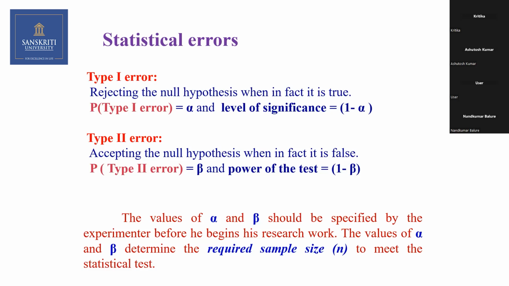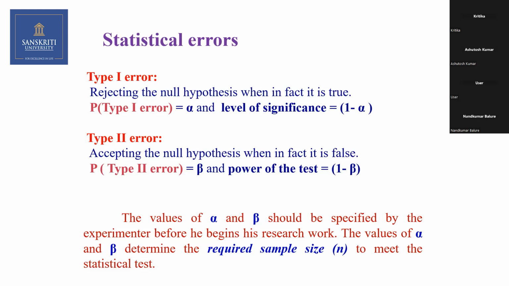And the probability of committing type 1 error, we call it the risk or level of significance, alpha. 1 minus alpha is nothing but the confidence. Last class, when I was talking about SPSS, I told you 95% and 5%. 5% is alpha and 95% is the confidence level.